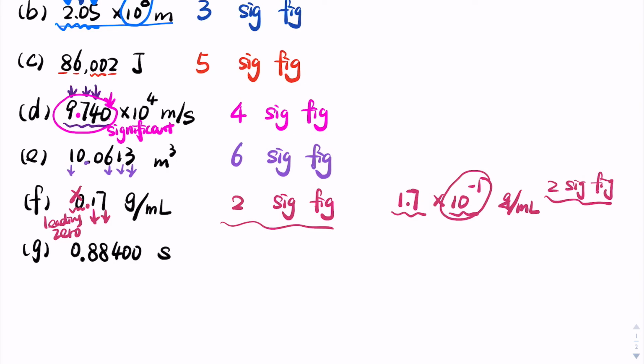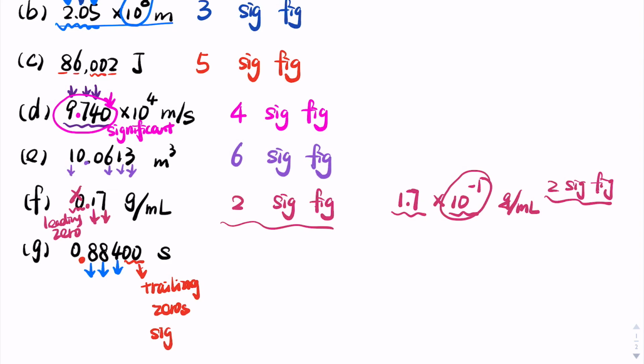The last example is 0.88400. Same old rule, you look at the non-zero numbers, 884, they're all significant. And then you have 2 zeros over here. Those are the zeros after the decimal point, which we call trailing zeros. They are significant. They're there to indicate how many sig figs, how precise, how accurate your measurement could be. So these two are significant.